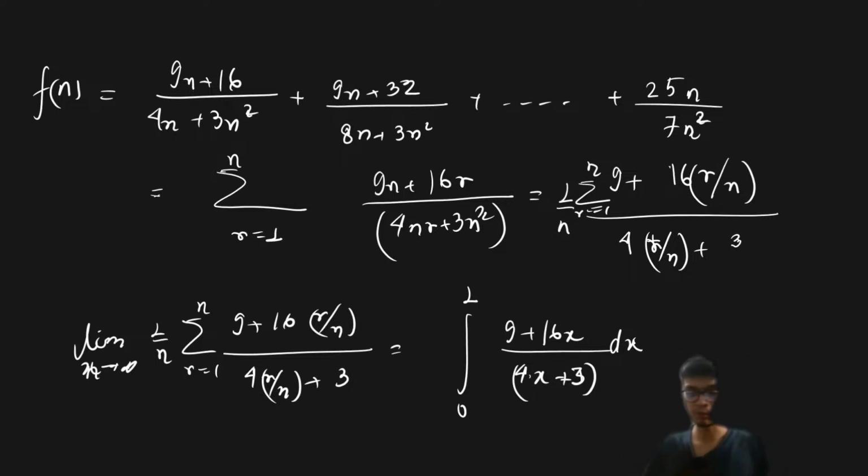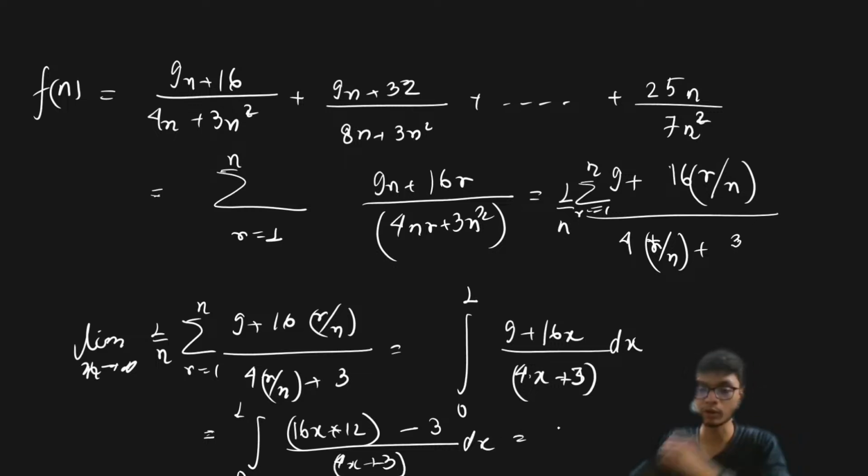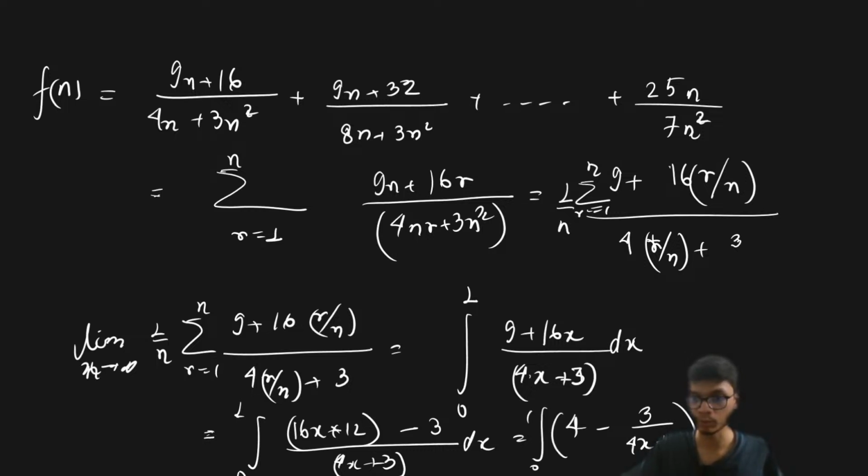Now how will we solve this question? Which is simply a question of definite integral. So it is a simple question of integral, so we are going to split this part, and we can take this as (16x plus 12 minus 3) whole divided by 4x plus 3 dx, right? And that is going to simply become 4 minus 3 by (4x plus 3), and then integrating from 0 to 1 dx.